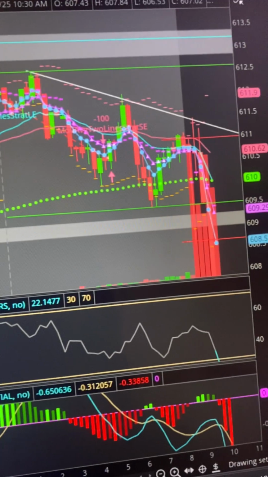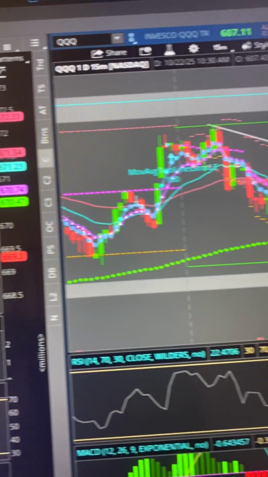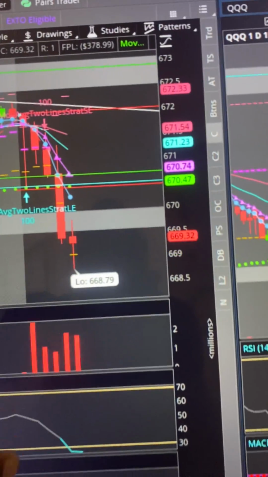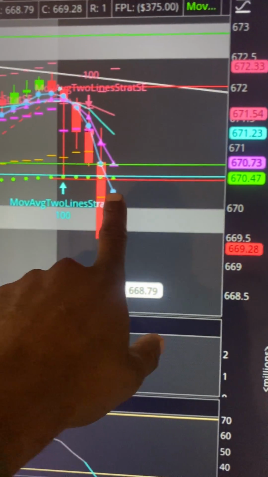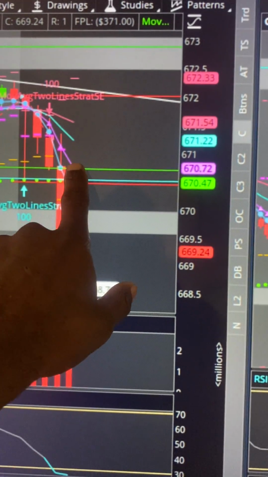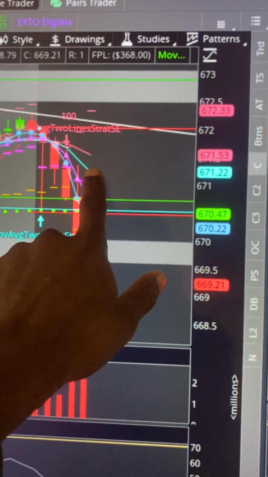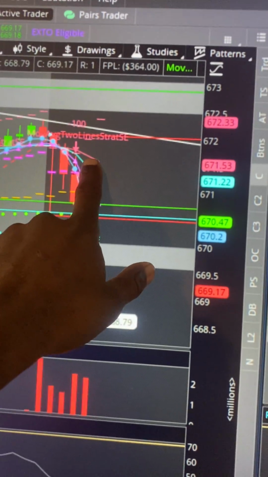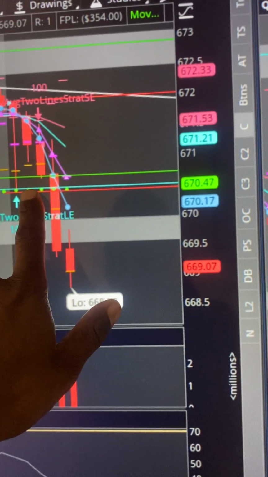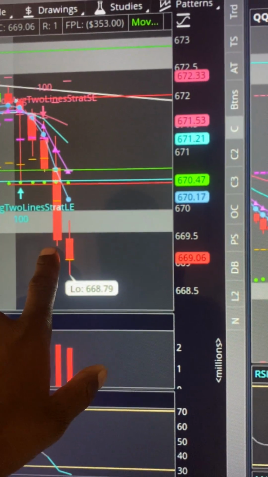Let's just look at SPY. We got the 9 EMA, price is below it. We got the 5 EMA, price is below it. We got the 20 EMA, price is below it. 50, price is below it. And this is the 15-minute chart. And so in the 15-minute, it is below the 200 moving average.